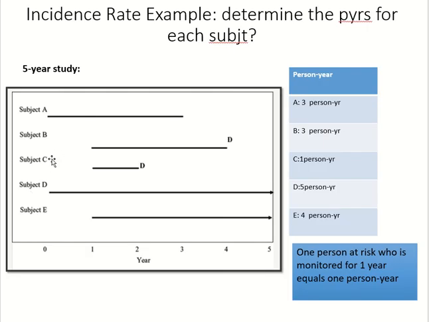So in this example, we have a follow-up of 5 years, and I have subjects A, B, C, D, and E. And you will notice that not everybody was followed for the same amount of time, nor were they followed during the same number of years. So subject A was followed right from the beginning till the 3rd year, and then that subject was lost. We don't know what happened to that subject.